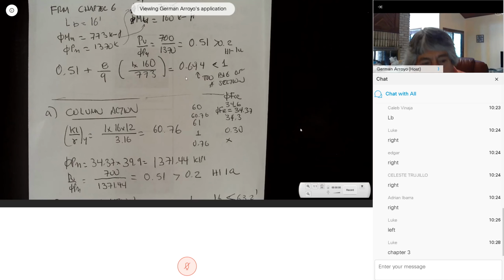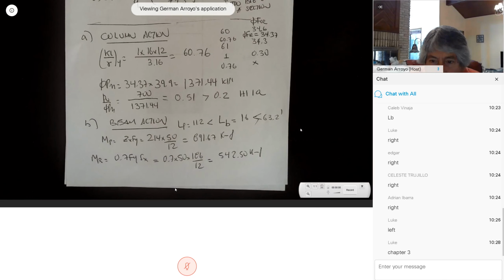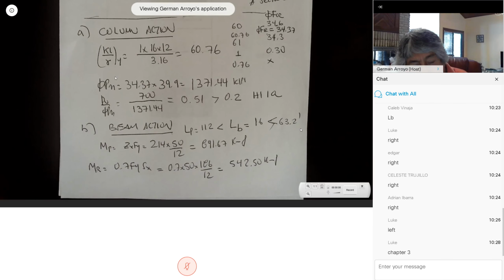Now, in this course, so you know where everything is coming from, we have to check what we call the column as a column first. So we call it the column action, the column behavior. And right now, KL over r_y is controlling my design. But you have to pay attention, because if there is a brace, KL over r_x could control your design. As in, you know how to design, it shouldn't be any problem. So in here, K is one.